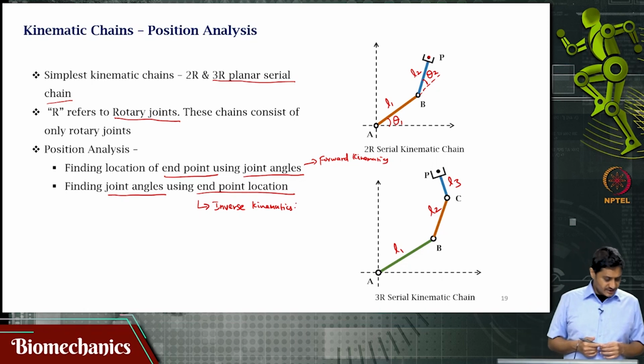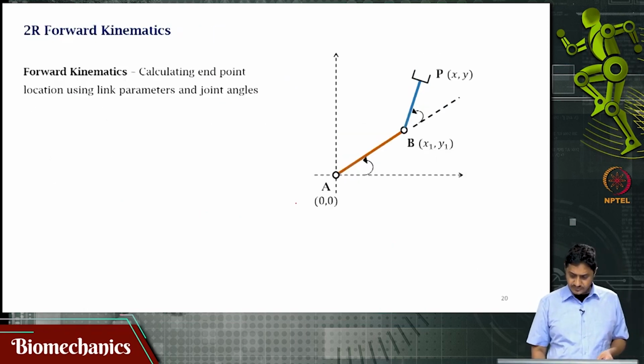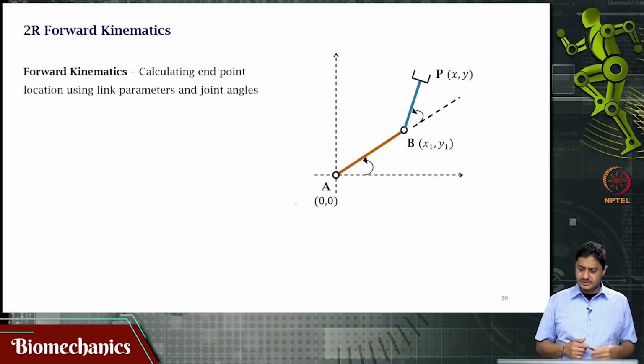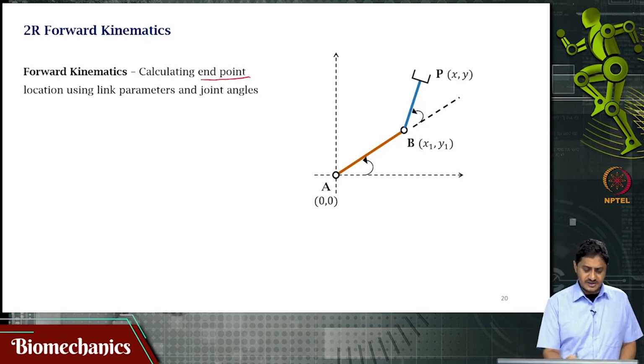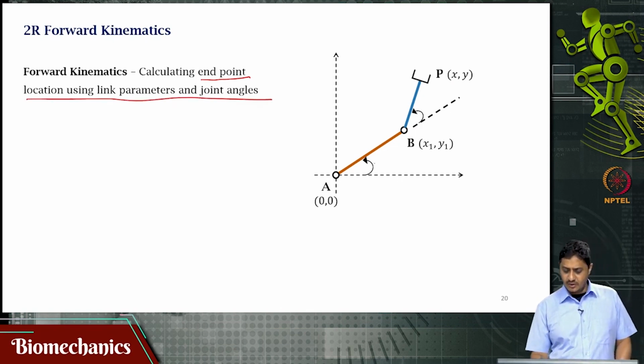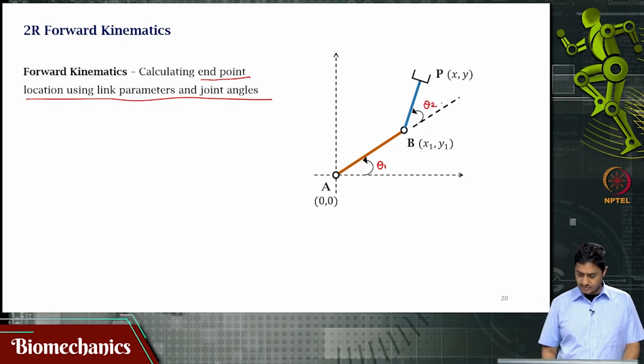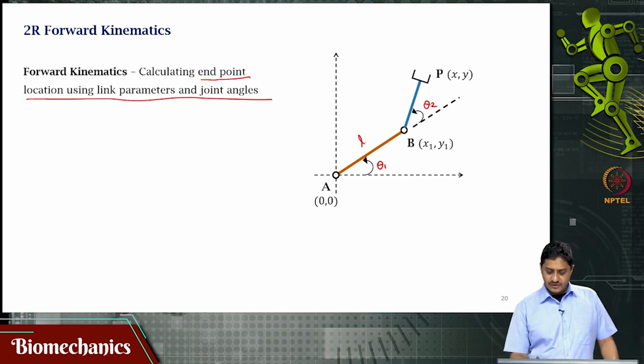So, let us start our analysis by looking at this 2-link planar kinematic chain, right. The question is, find the endpoint coordinates using link lengths and joint angles. I know this theta 1 and I know this joint angle as theta 2, this is given to you, and the link lengths are given to you as L1 and L2.